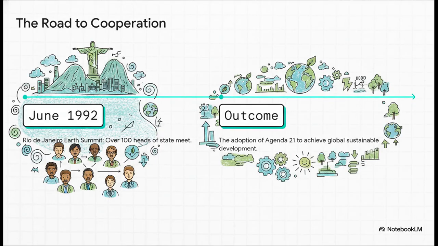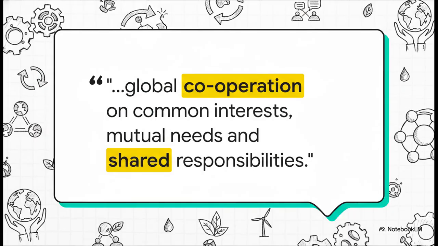Now, this idea didn't just pop up overnight. A really big moment happened back in 1992 at the Rio de Janeiro Earth Summit. More than 100 world leaders got together to figure out how to tackle these massive environmental and development problems. And the biggest thing that came out of it was something called Agenda 21. And this quote right here, it really nails the whole idea behind Agenda 21. It's all about global cooperation. The main idea is that we all share this planet, so we all share the responsibility to protect it. It's something we have to do together.